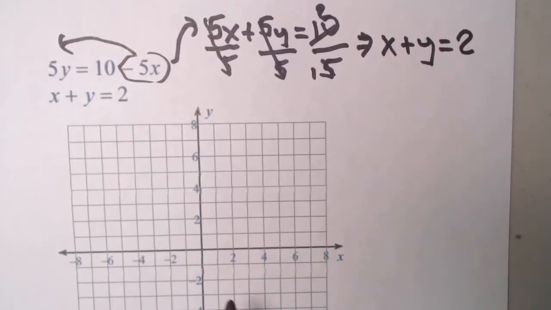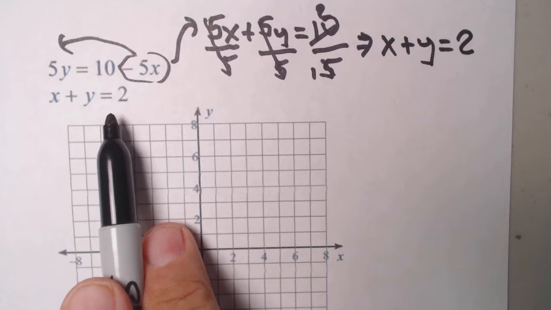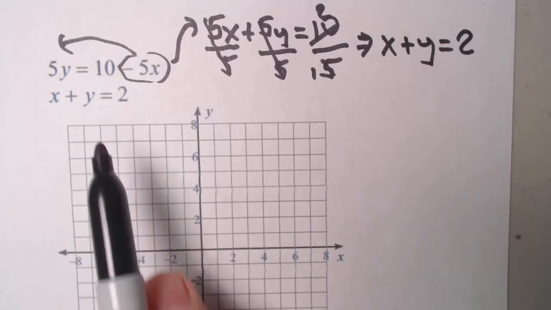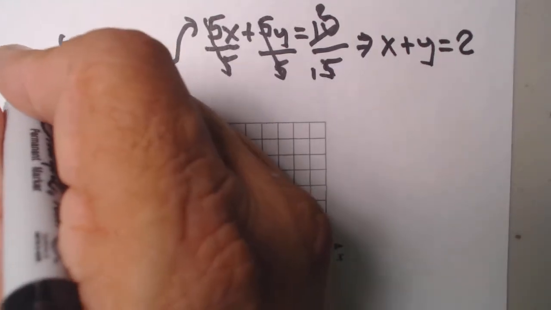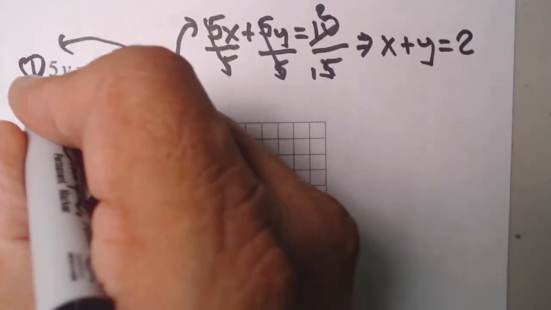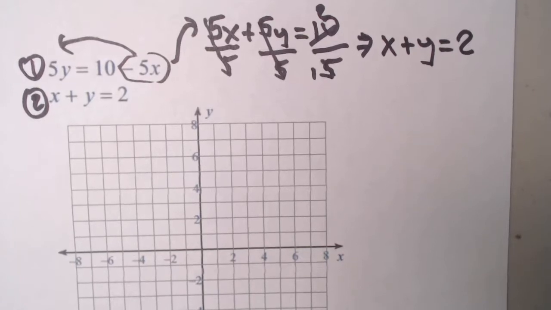Now, look at what just happened here. You see the second one? The second one is also x plus y equals 2. This is going to be the case where the two lines are on top of each other.